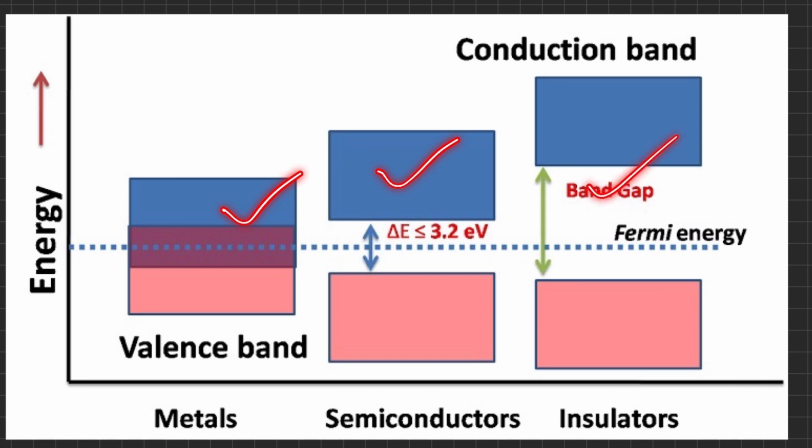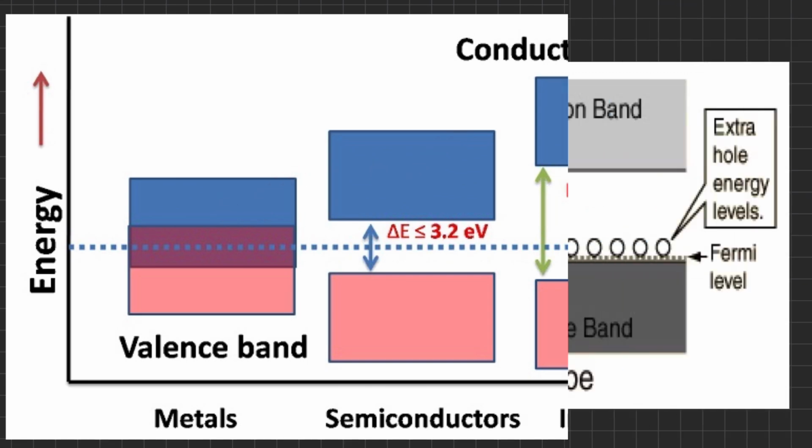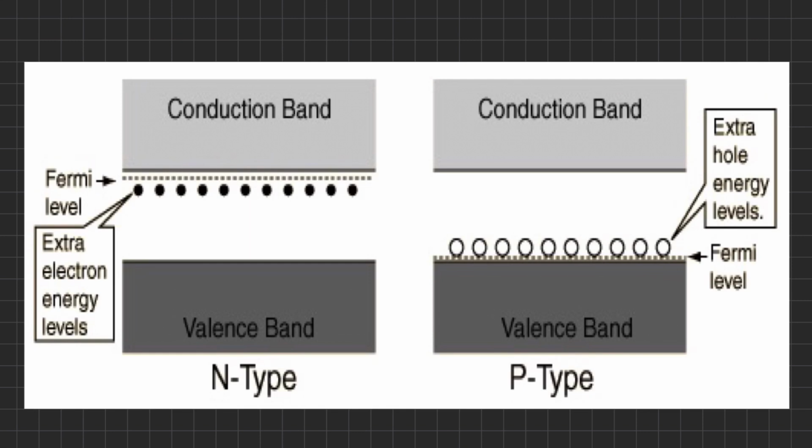So this is the situation in three types of materials according to band theory. Now the semiconductors are of two types: extrinsic semiconductors and intrinsic. In intrinsic semiconductors the gap is so small that it can be easily overcome by providing some light energy or some heat energy, etc. But in extrinsic semiconductors we have to do some doping. This doping can be of n type and this doping can be of p type.